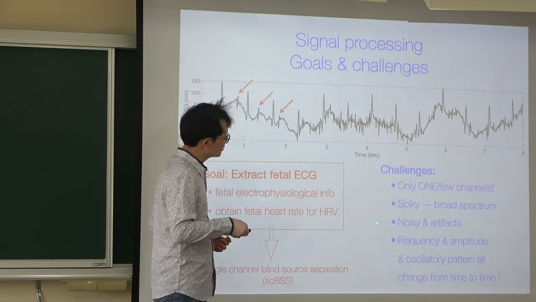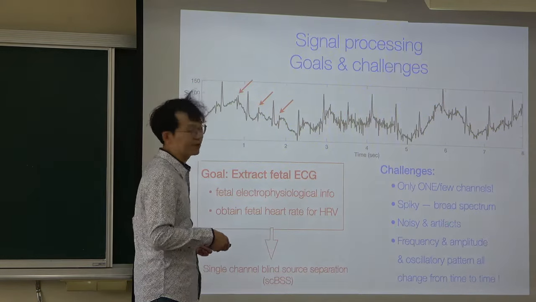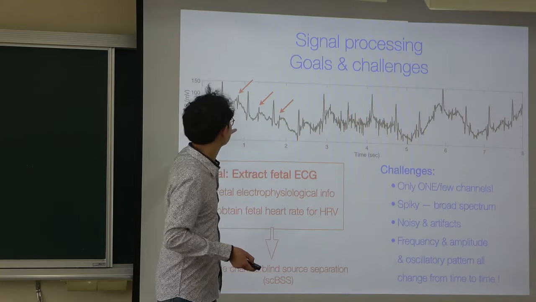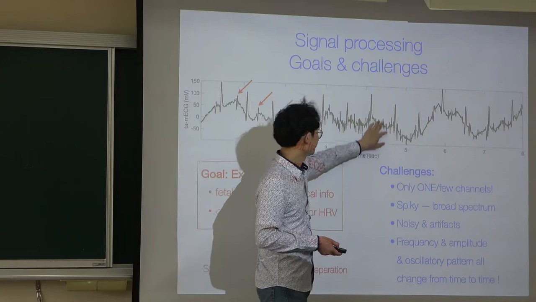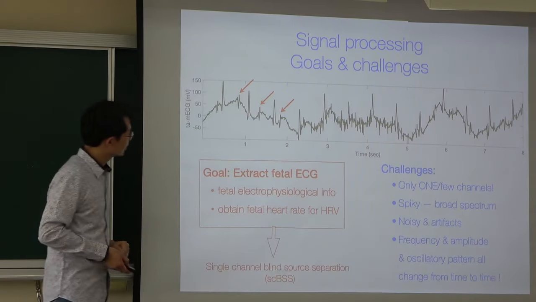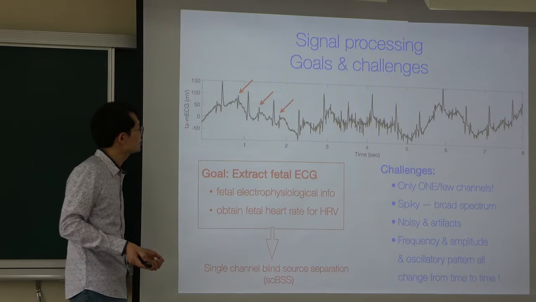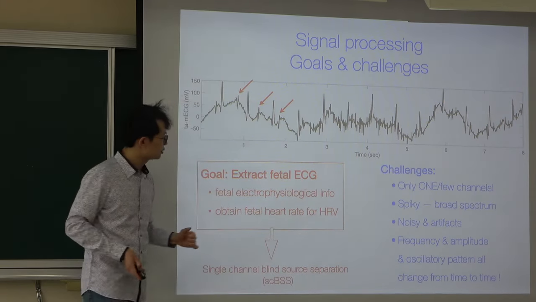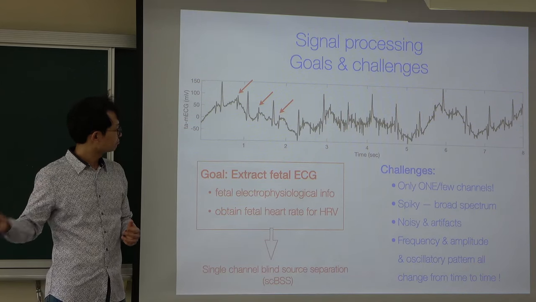Third, the signal usually is noisy and even has artifacts, and the noise is not stationary. You can see this is relatively clean here, but suddenly it becomes very noisy. And then the frequency, amplitude, oscillatory patterns, everything changed, as you saw before. So how do we achieve the decomposition?